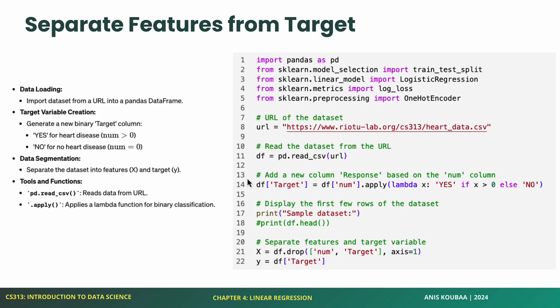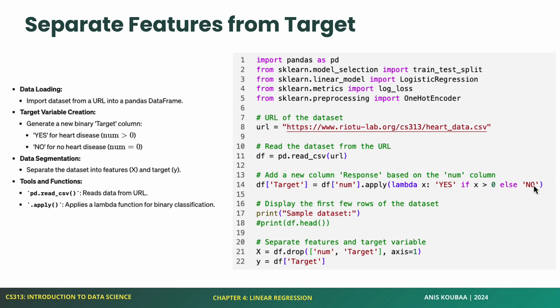So I create here a new target feature, which applies a lambda function on the numerical value here. If x is greater than 0, it's yes, it has a heart disease. If it is equal to 0, it will be no.